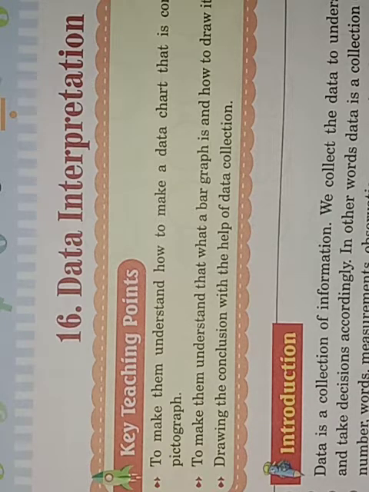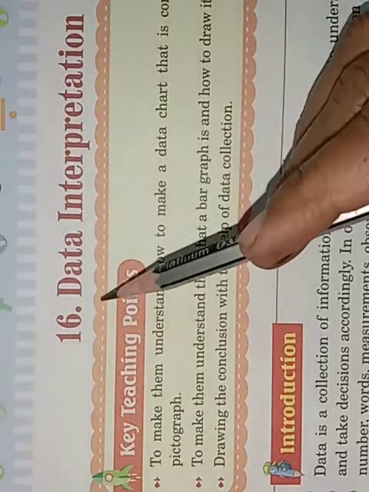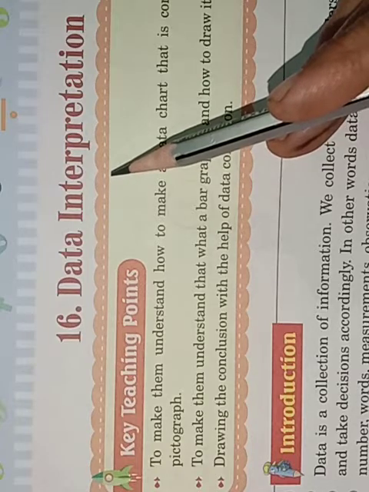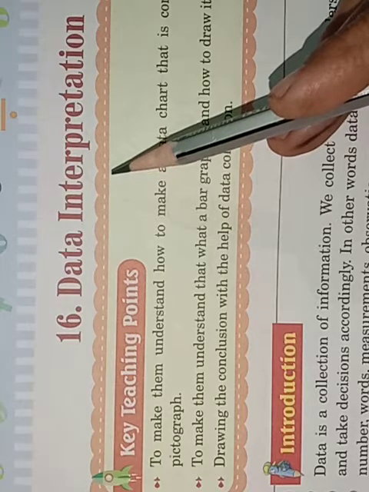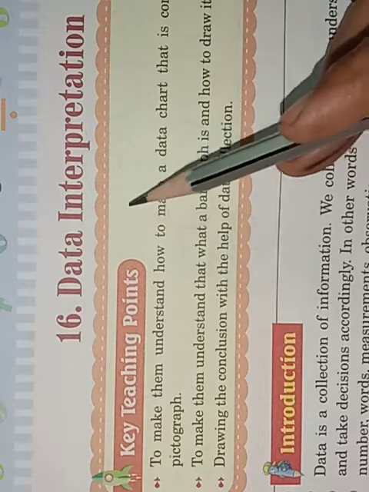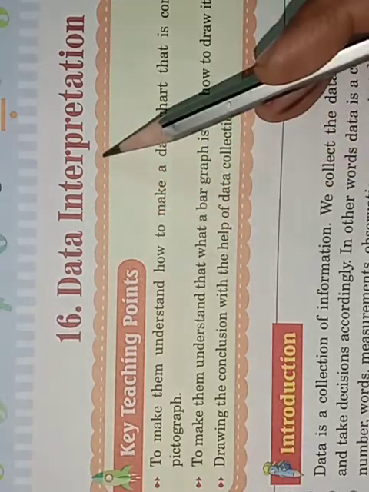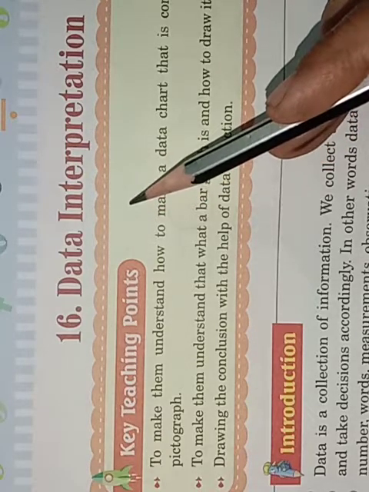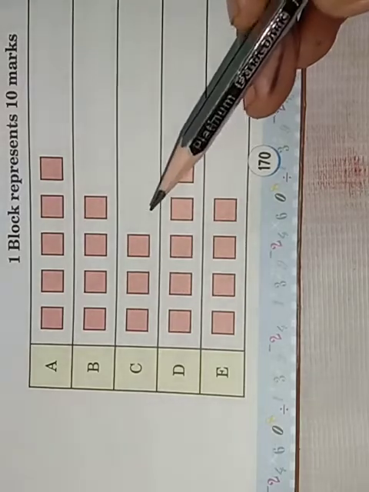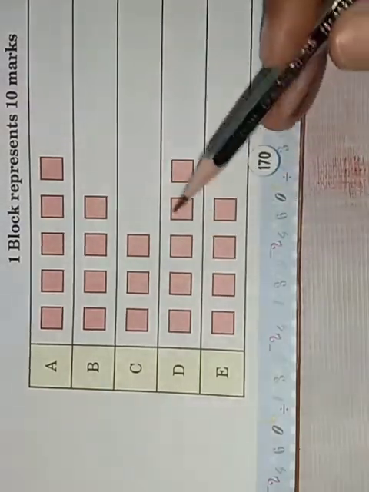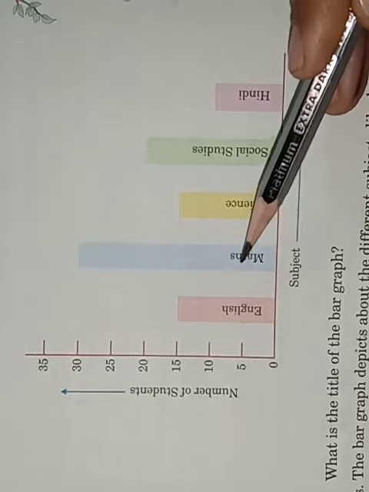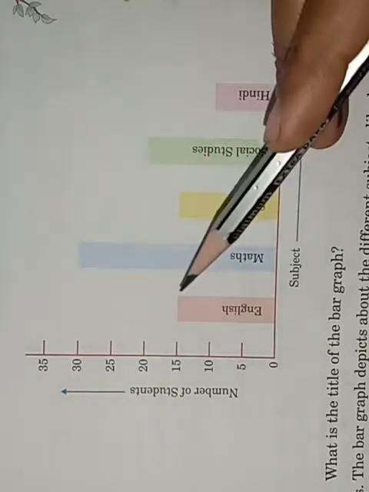Now, today we will learn a new chapter, chapter 16, Data Interpretation. Data is a collection of information such as numbers, words, measurements, observations, or even just descriptions of things. We can represent the information or data with a pictograph and a bar graph. A pictograph gives information with pictures or symbols. A bar graph is a visual representation of given data with the help of bars.